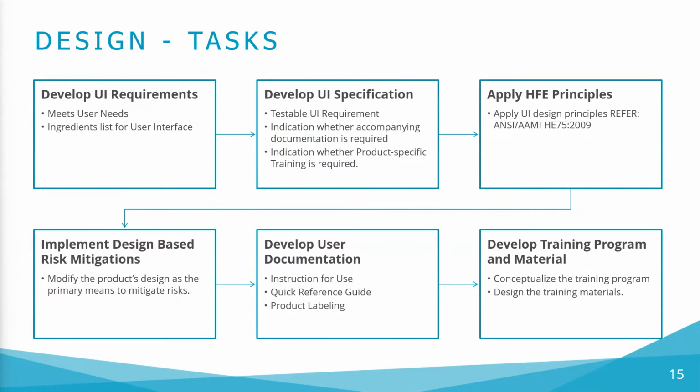The tasks we will perform during the design step are: develop UI requirements. UI requirements define how the product will meet each user need. They are like an ingredients list for the user interface. Previous work, including user research and use related risk analysis, are inputs to requirement writing. Strong UI requirements are rooted in science, for example HFE design principles, and are easily testable, that is, can be verified via inspection, measurement, etc.